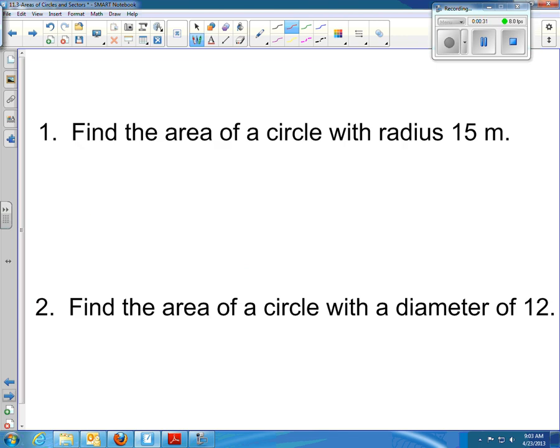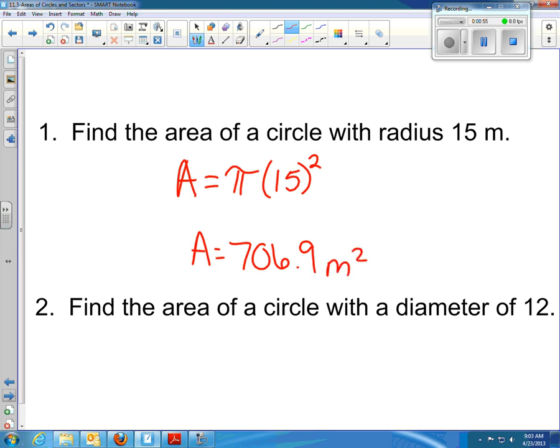All right, so let's try it out. Find the area of a circle with a radius of 15 meters. So our area formula is pi times our radius squared. Go ahead and punch that into your calculator. Make sure that the squared stays with 15, not with the pi. And when you get that, you have 706.9, don't forget our label, meters squared.